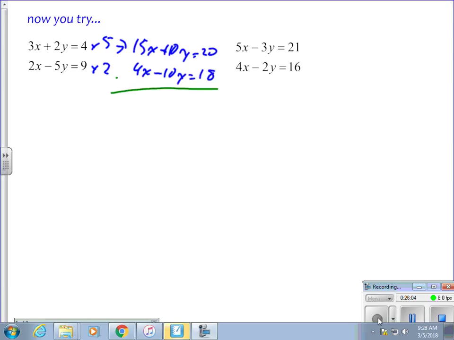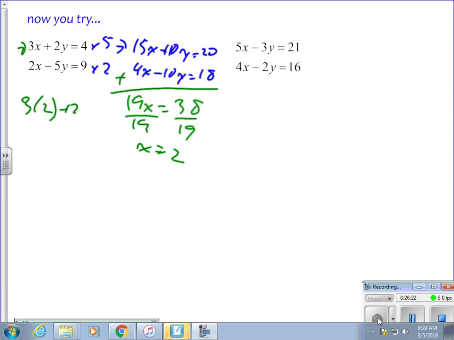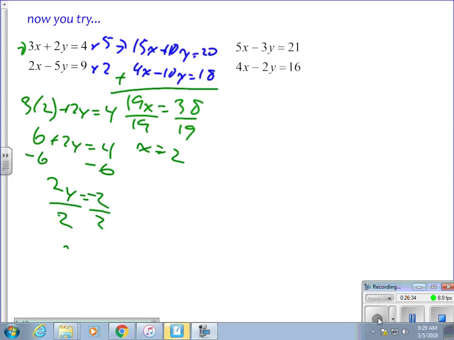And then add the two equations, so I get 19x equals 38. Divide by 19, x equals 2. Now I have to figure out what y equals, so I take x, plug it in for either one of them. I'll put it in the top one. 3 times 2 plus 2y equals 4. 6 plus 2y equals 4. Subtract 6. 2y equals negative 2. Divide by 2. Y equals negative 1. Okay.